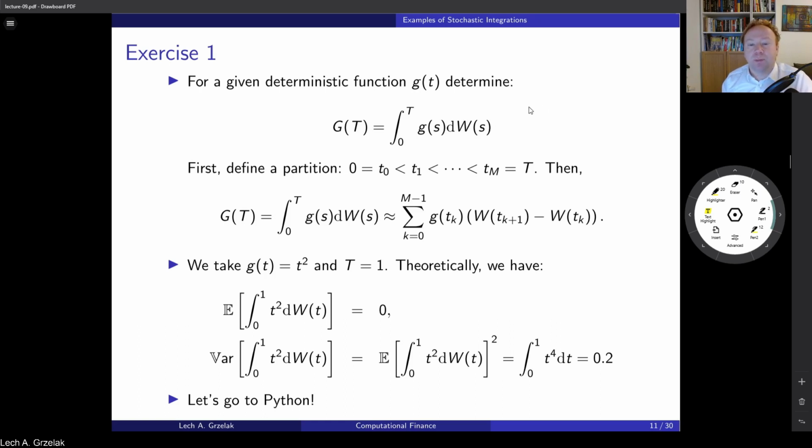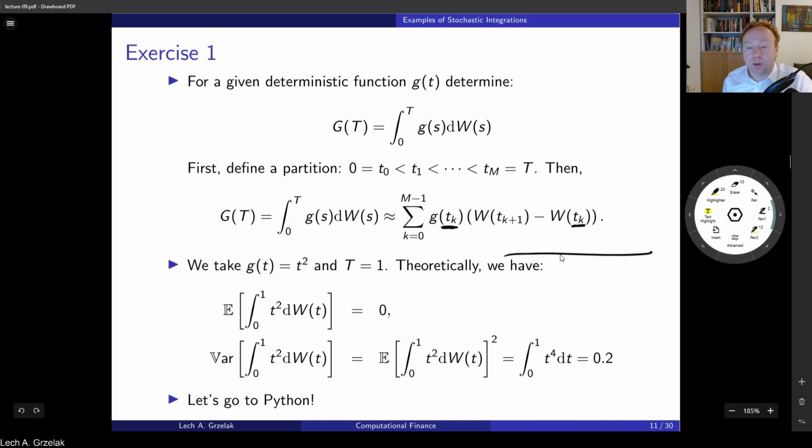You would first define a partition, and then, as in the Ito lemma, you approximate this integral as the summation over all the terms times the increment of Brownian motion. So this part will be discretized into the difference between these two Brownian motions times the product. Note what is very important. This is the Ito integral. So the function g(t) is evaluated at the beginning of the interval.